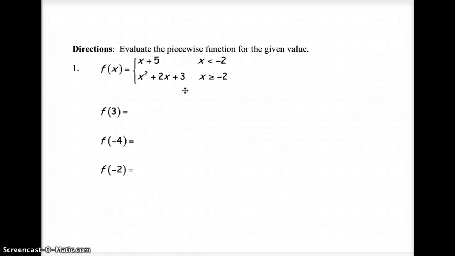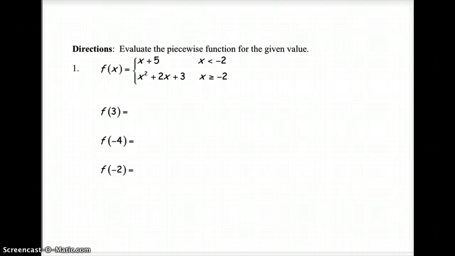So the first one, evaluating. Piecewise functions are kind of like two or more functions pieced together, and then in certain intervals you use a certain equation. And so our intervals, we need to be careful. For values that are smaller than -2, we're going to be using the first function. However, if our values are -2 or larger, we're using the second function.